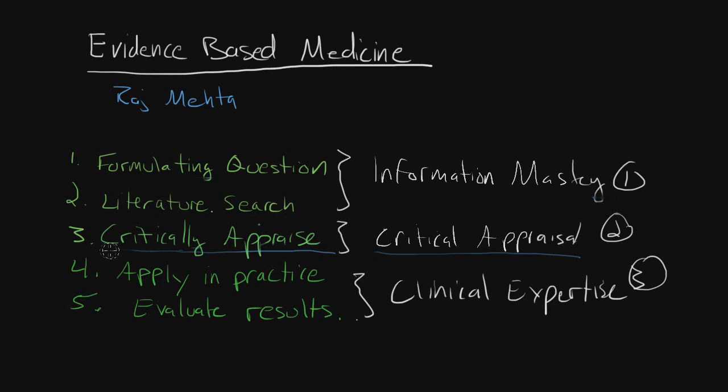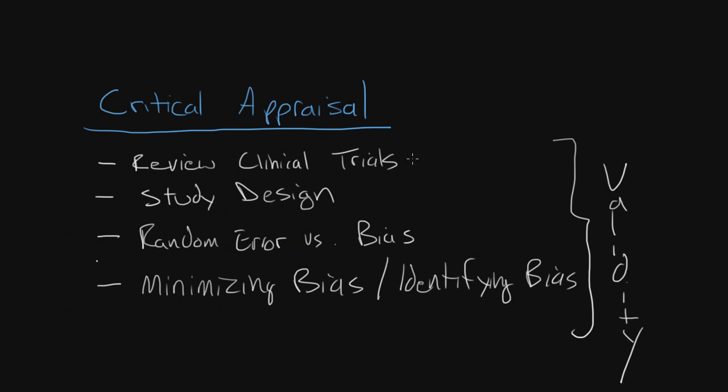In our previous video, we left off on critical appraisals. Specifically, we discussed and reviewed clinical trials as well as different types of study designs. Today, we're going to go over different types of error, including random error and bias, as well as discussing how to minimize and identify bias in study designs.